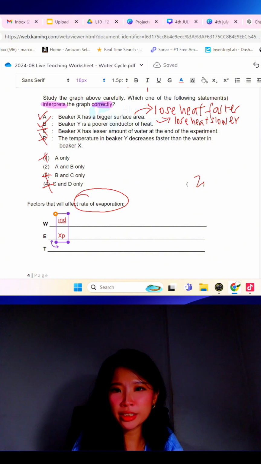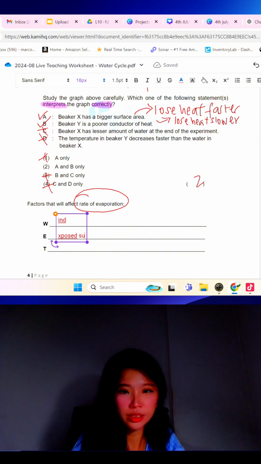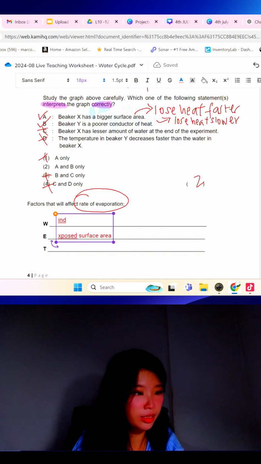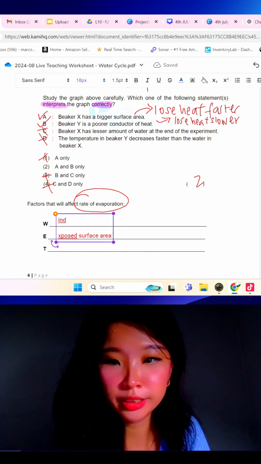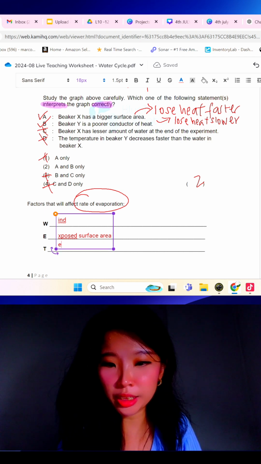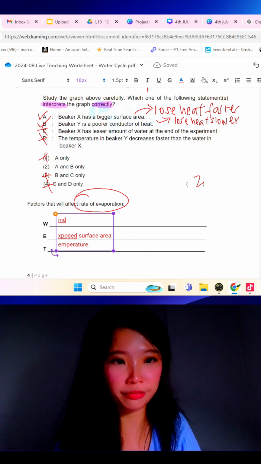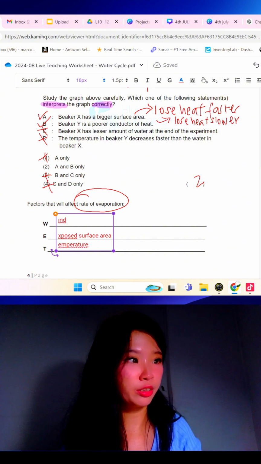Exposed surface area. And then, temperature. You're very good. You all know your stuff.